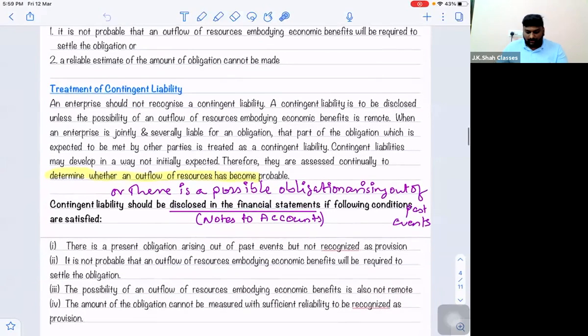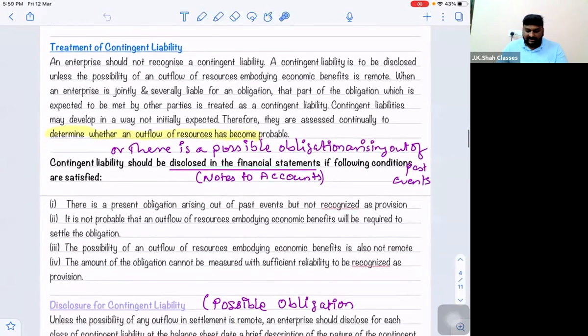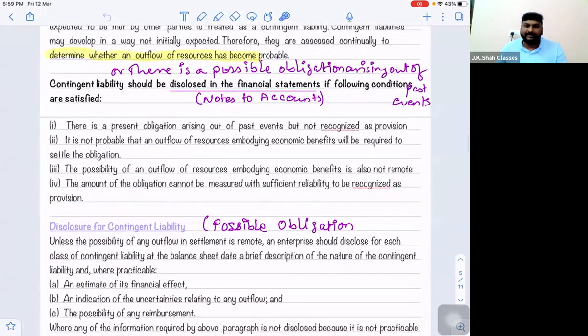Correct? Now moving on to the last point of contingency. That is, when should a contingent liability be disclosed in the notes to accounts? I have already discussed the recognition criteria. Now, what are the recognition criteria? Point number 1, there is a present obligation arising out of past event but not recognized as provision. But sir, apart from this statement, you can also write this statement. There is a possible obligation arising out of past event. So you can write either there is a present obligation arising out of past event, but don't forget to write but not recognized as provision.